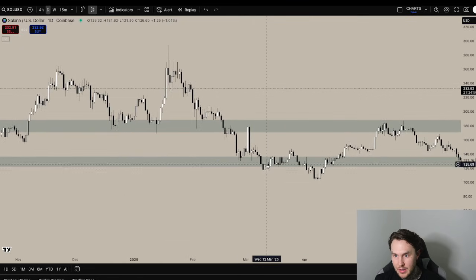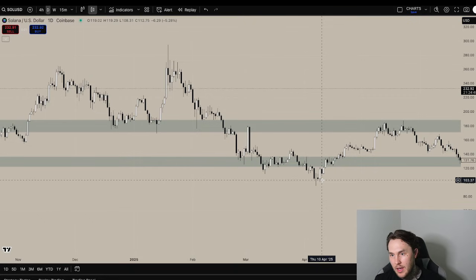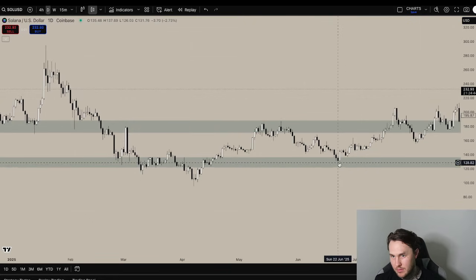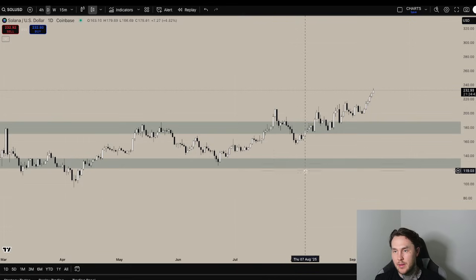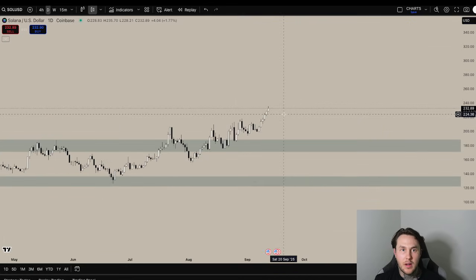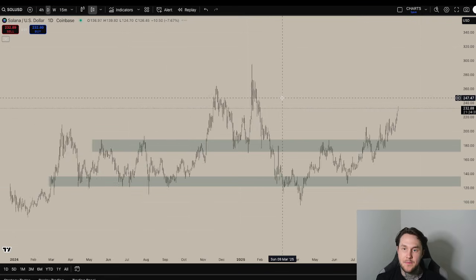As you can see here, it came down, bounced in the zone, bounced down. You had a nice rejection here and it pushed back up again. Nice bounce and so forth. Solana is charging right now. Wow.